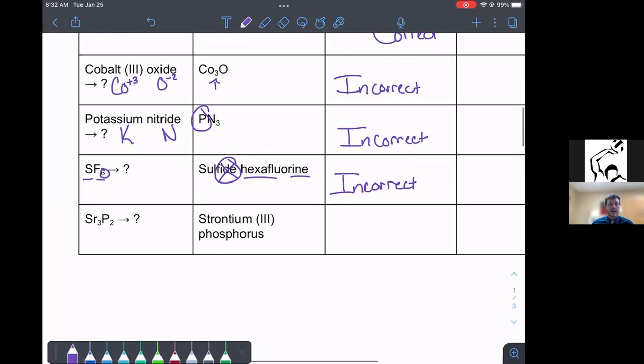Last but not least, we have Sr3P2. The first thing we have to realize is that Sr is strontium, P is phosphorus, but again, our ending needs to change, so that's incorrect. The other thing we need to remember is strontium is in that second column, so it doesn't ever get Roman numerals, so this is also incorrect.